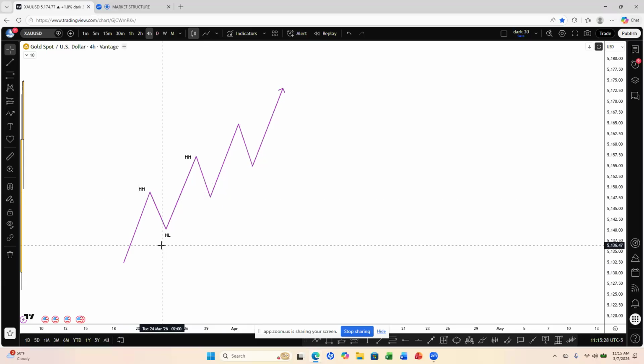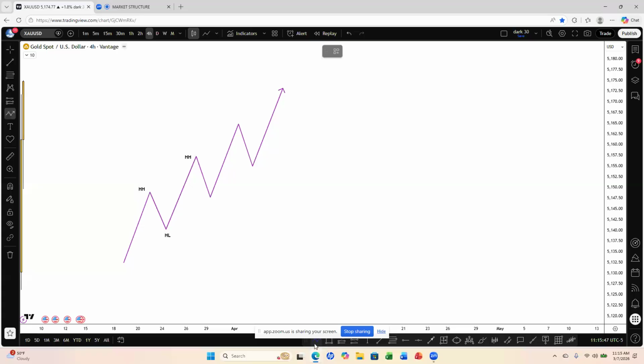Okay. Got the higher high, higher low, higher high, higher low. So basically what that means is as the market goes up into this uptrend, this higher low is higher than this low. This higher high is higher than that high, and so forth and so on. So it continues in that pattern. Okay.